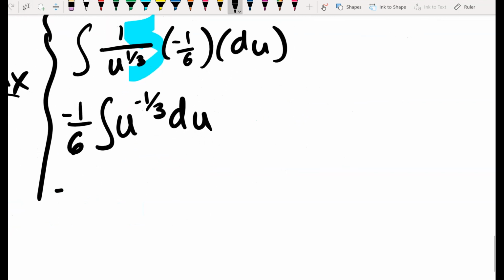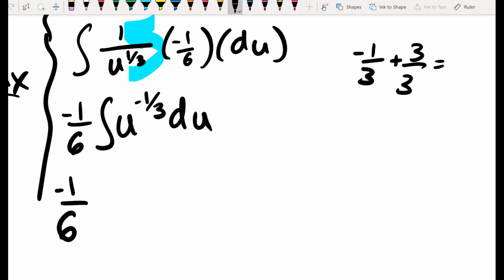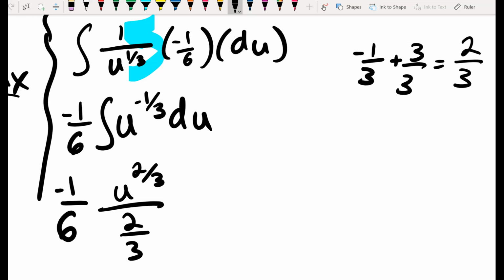This is where things get a little hazy, so you just need to be careful with your fraction rules. If I take negative 1/3 and I add 1 to it, that's the same thing as if I add 3/3 to it. So that's the same thing as 2/3. So I have u to the 2/3 divided by 2/3. Now, you could write a division of a fraction, but remember dividing by a fraction is the same thing as multiplying by the reciprocal. So I'm just going to multiply by 3/2 instead, just to save myself a little bit of work.